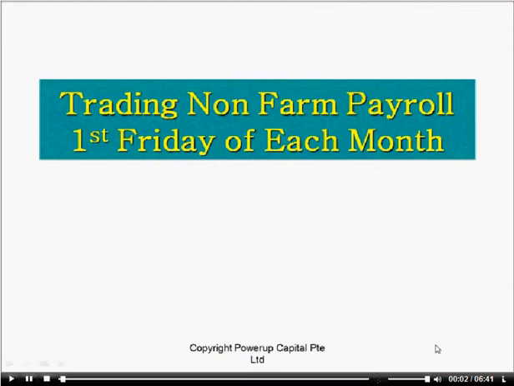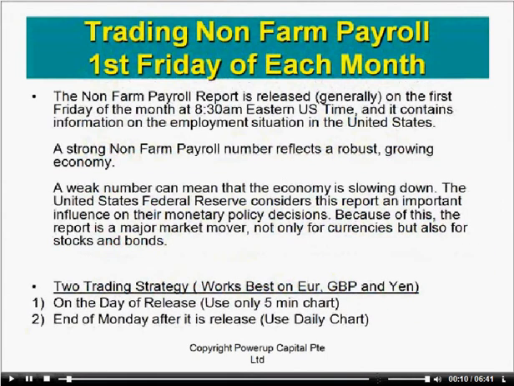Okay, now let's look at how to trade the non-farm payroll. The non-farm payroll is on the first Friday of each month and it is released at 8:30 a.m. Eastern US time, which is New York time. So if you look at Asia, let's say Singapore or Malaysia, it's actually 8:30 p.m. Singapore or Malaysia time.